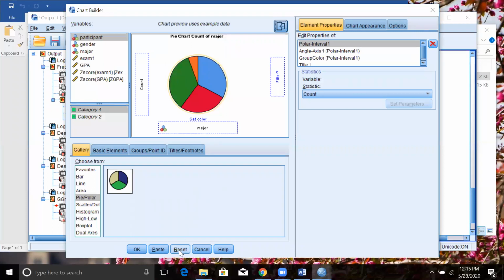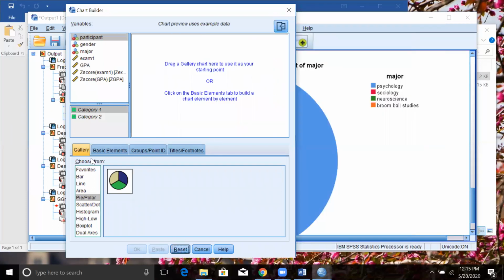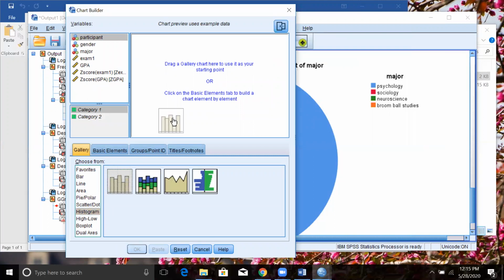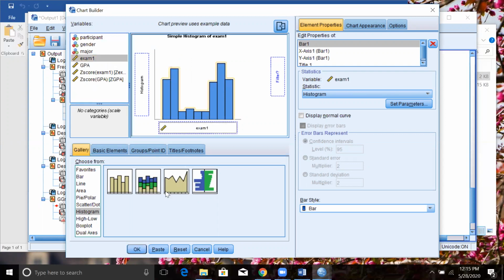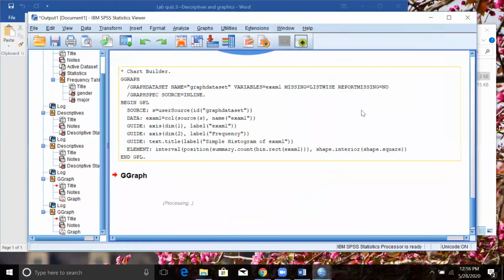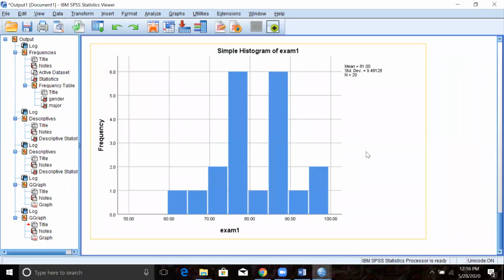I can reset to get rid of that pie chart. Histogram. Click, drag, exam 1, drag. All right, so here's my histogram.